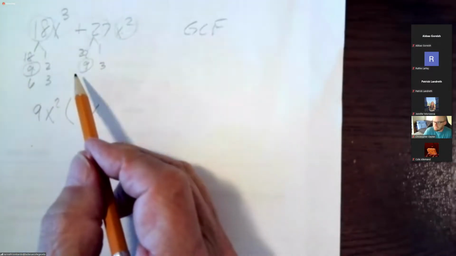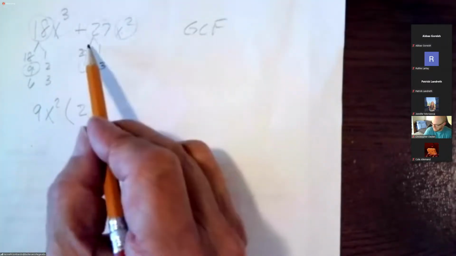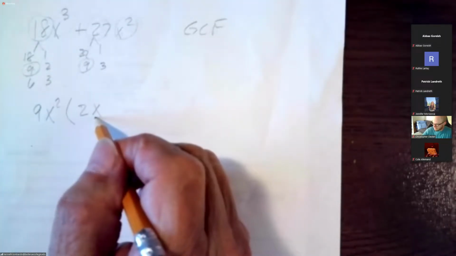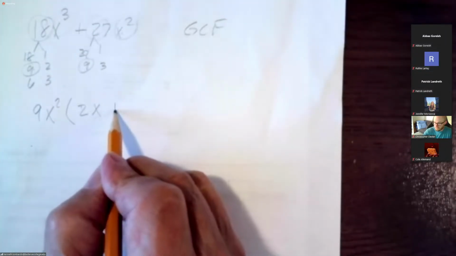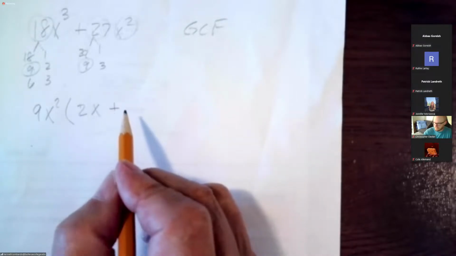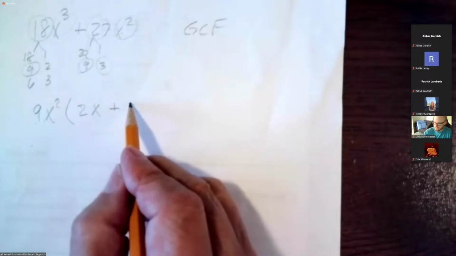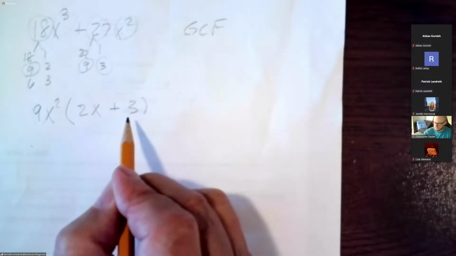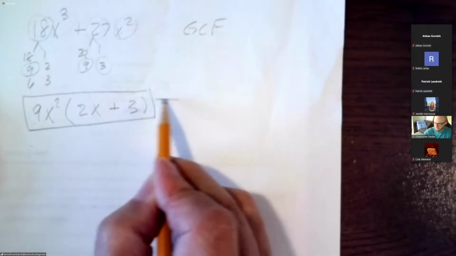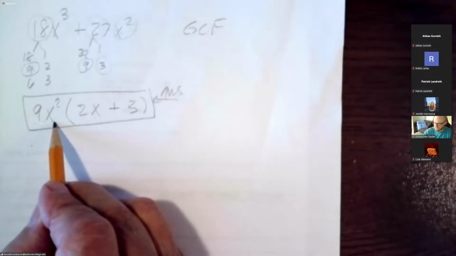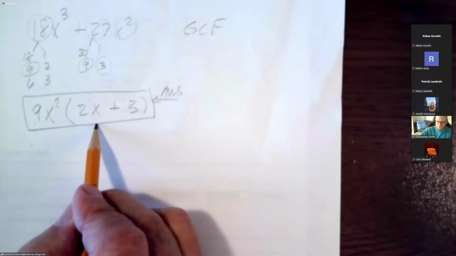So that gives me 9x squared times the quantity 2x plus, and I'm going to multiply by what? By this guy here, 3 times 9 is 27x squared. So I can just say 3. So now, once I have factored, I should end up with 9x squared times 2x plus 3. Questions on that?